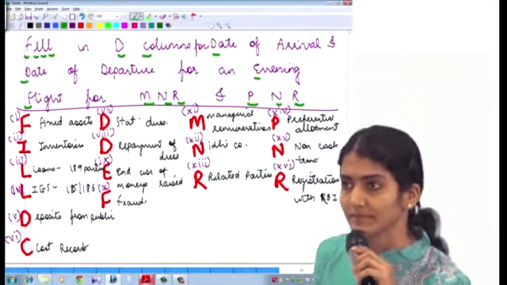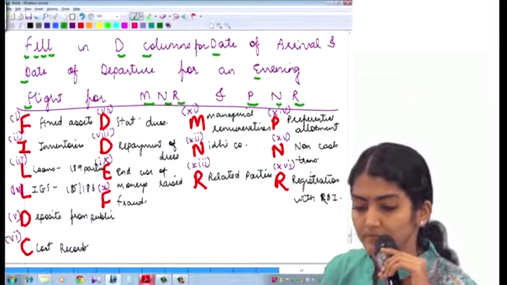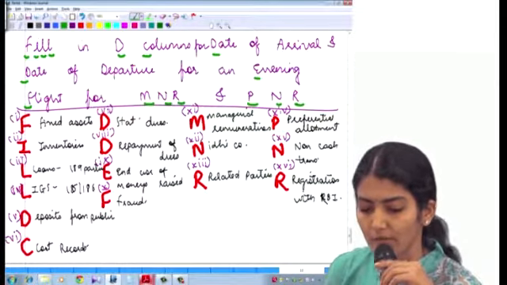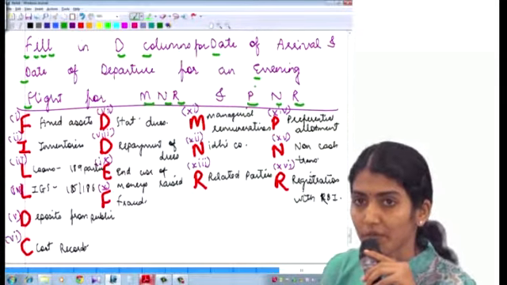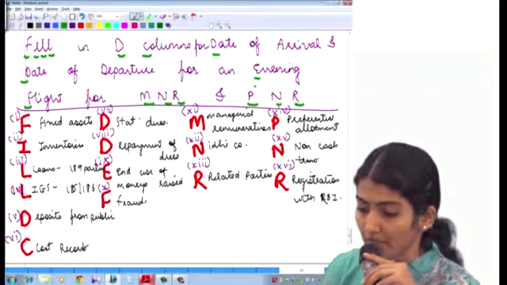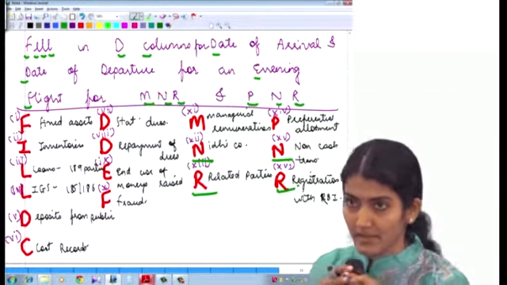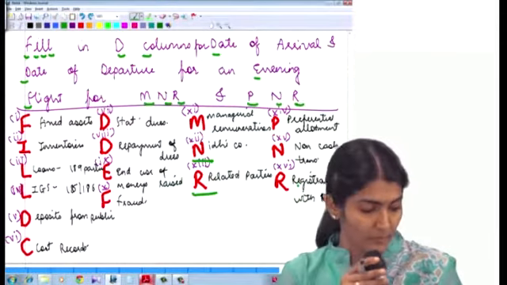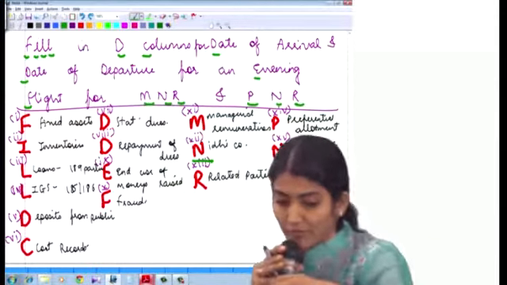Yes, have you written? No? Yes, fill in the columns for date of arrival and date of departure for an evening flight for MNR and PNR. Now what is happening is that NR is coming at two places, MNR and PNR, and 3 Ds are also there, but those you can remember: deposits from public, statutory dues and repayment of dues.